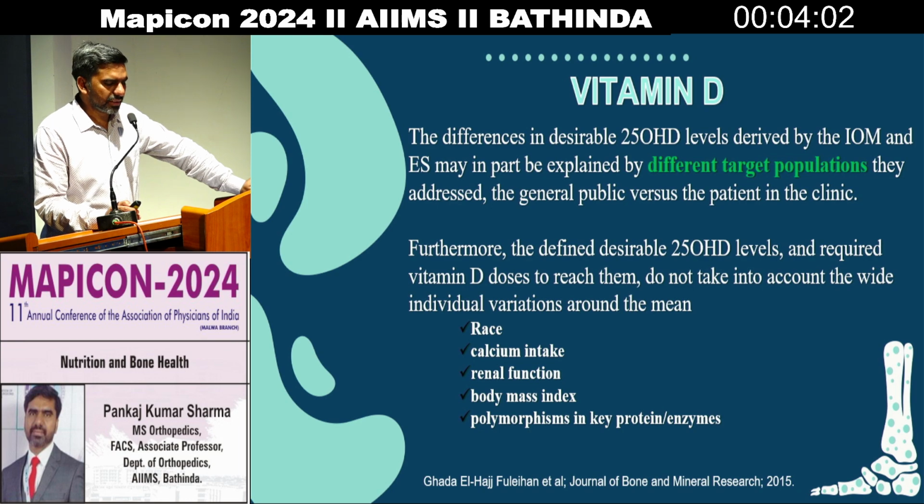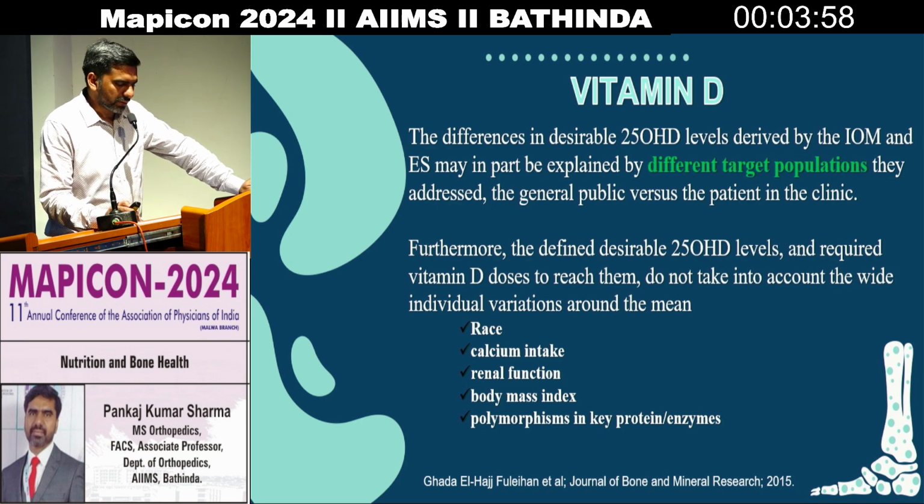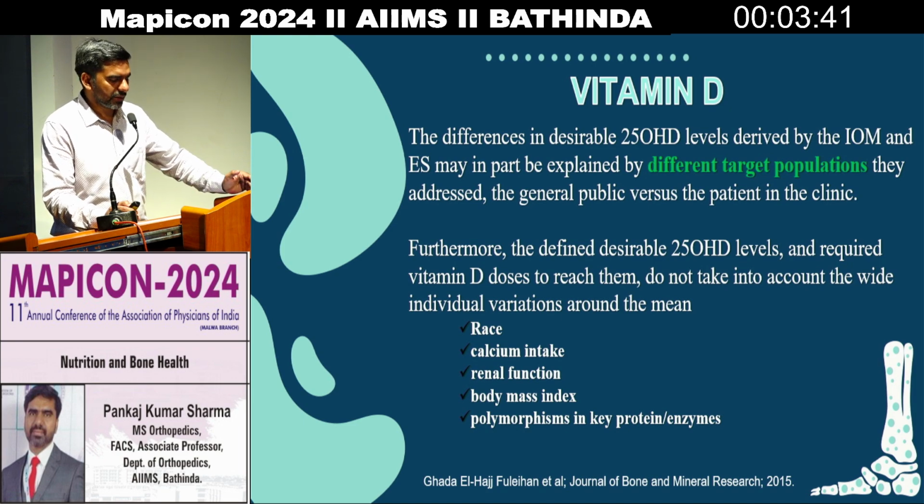But again, there are different target populations. It depends on variation around the mean, like race, calcium intake, renal function, body mass index, and polymorphism of key proteins. So there is no fixed dose of vitamin D and calcium. You have to evaluate vitamin D according to your ethnicity, race, what your foods are, and your calcium intake. If you are not taking proper calcium, there is no role of vitamin D to mobilize it.